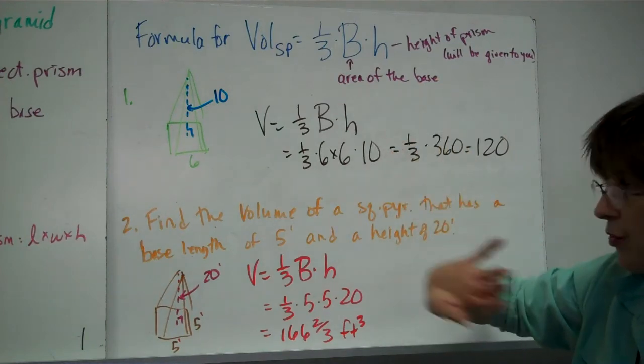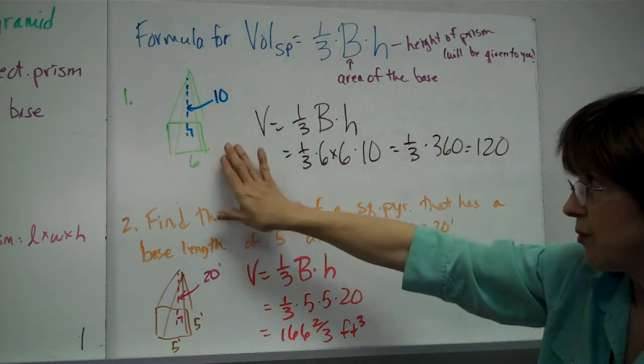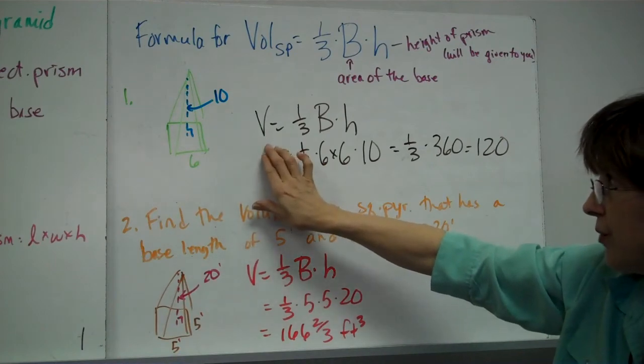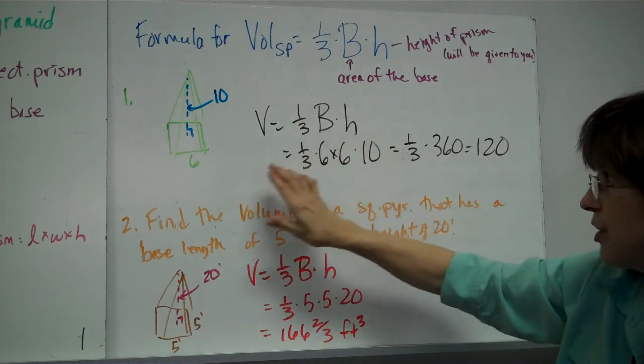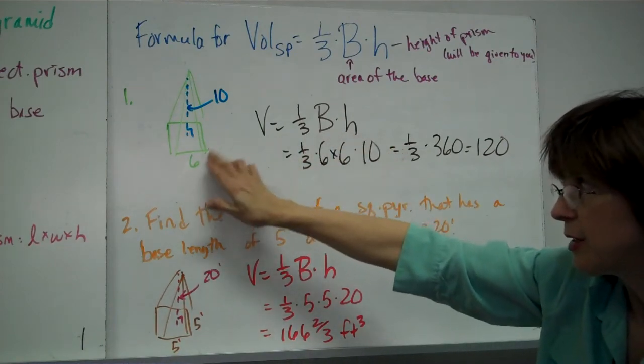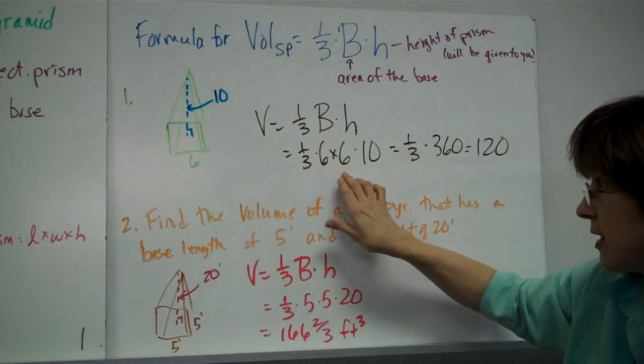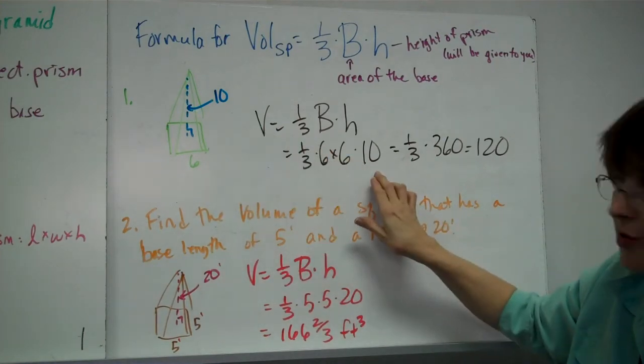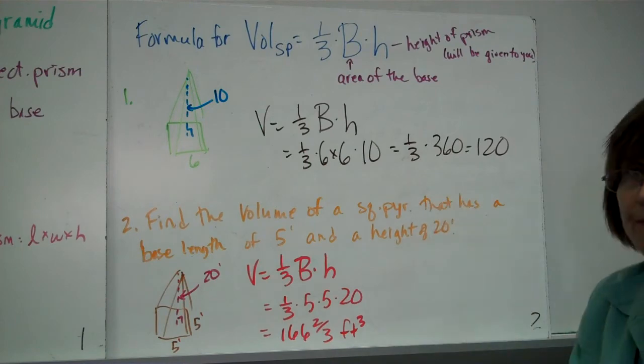So let's do a problem, straight up, just like it is. Here's our square pyramid. We have the volume, write down the volume formula, and all you have to do is plug in the numbers. The base is going to be 6 by 6, it's a square, so it's 6 squared, 6 times 6, times the height, which is given to us, which is 10. We just take 1/3 of that.